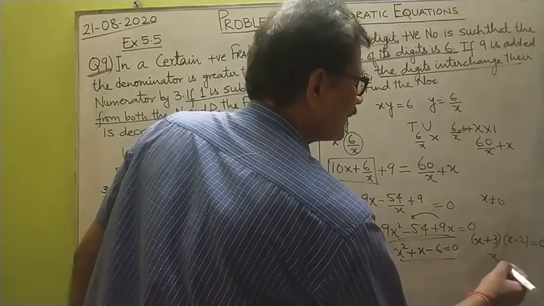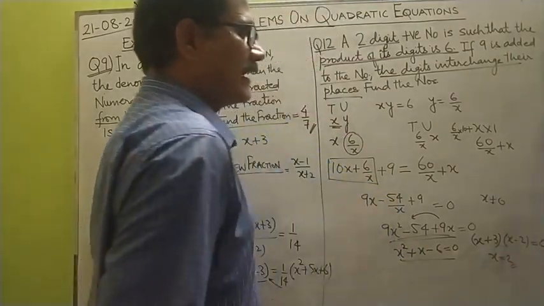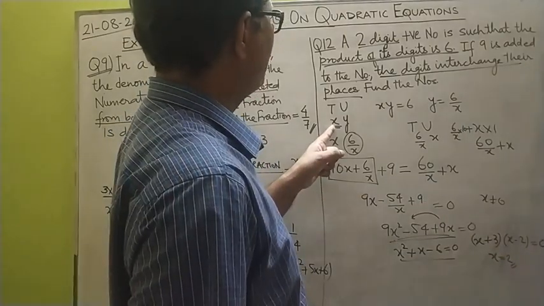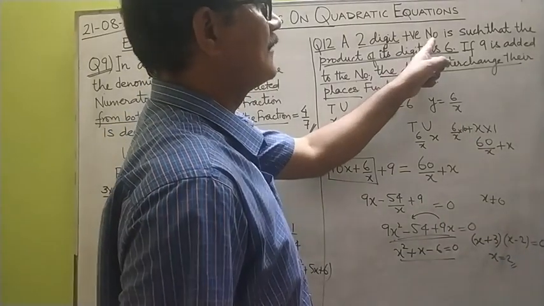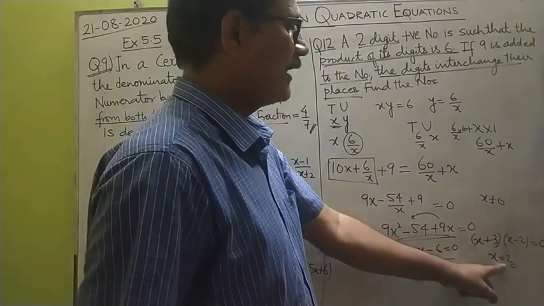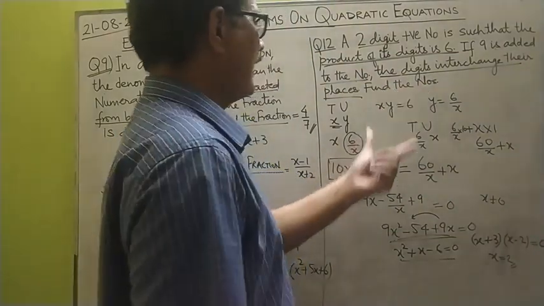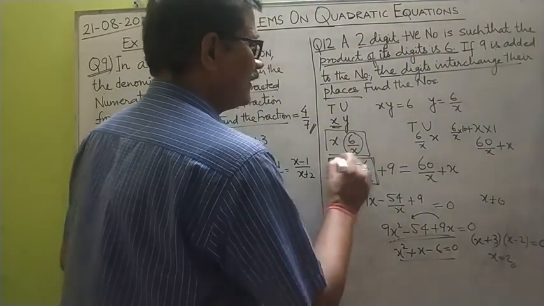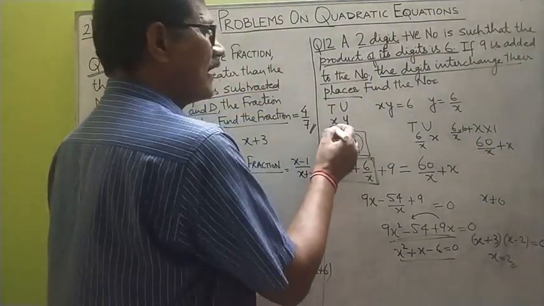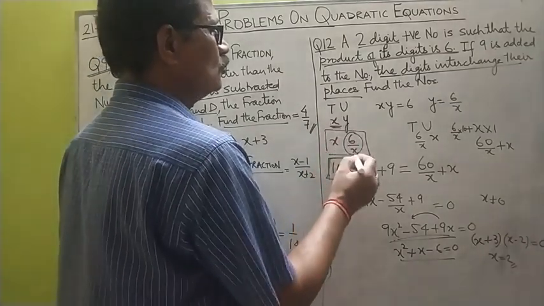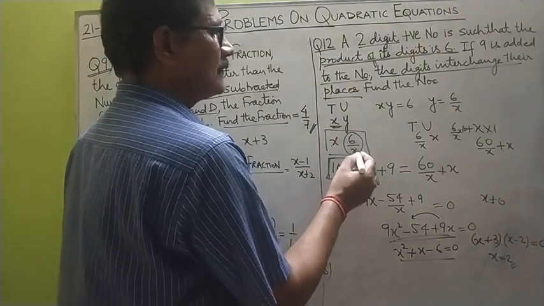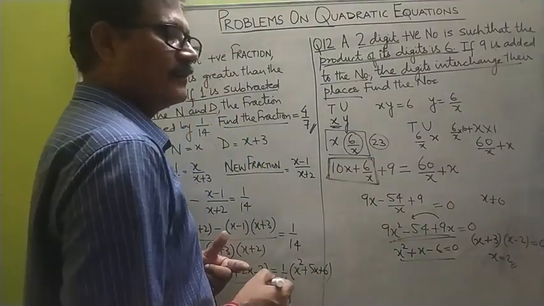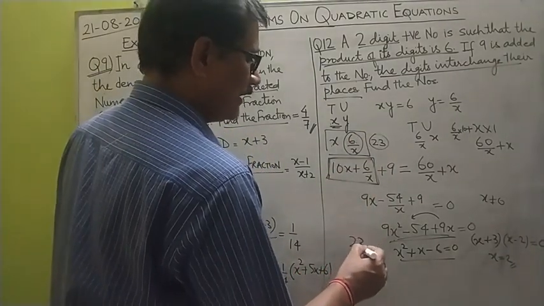And from here you will get x equals to 2. We are not taking x equals to minus 3 because with x being minus 3 this number is going to be negative and it talks about a positive number, so x has to be positive. So we get x as 2. Find the number means, again, find the original number. Replacing x as 2, or you can find directly from here, because if x is 2, y is 6 by 2, that is 3. So 2, 3. So the number is 23. So the answer is, the number is 23.